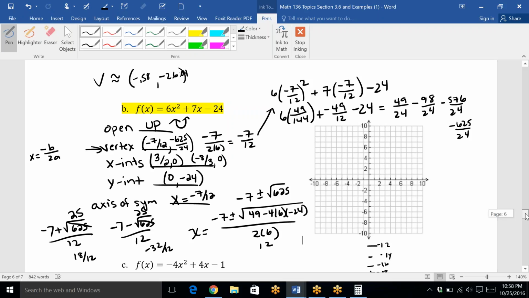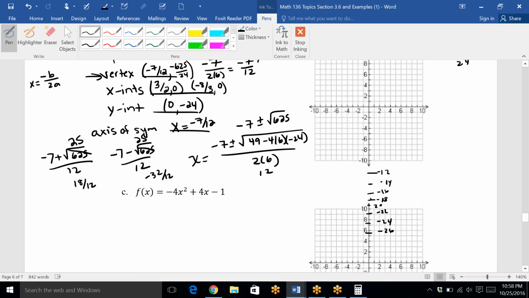Now this one's obviously not a good one to graph because it's going to go way off the grid, but 0, negative 24 is my y-intercept, and at negative 0.58, which is right around here, if I'm going down, I go just a little bit below negative 26 there. And then we have just these tiny x-intercepts of 1.5, and negative 8 thirds is negative 2 and 2 thirds. So negative 2 and 2 thirds is my other x-intercept.